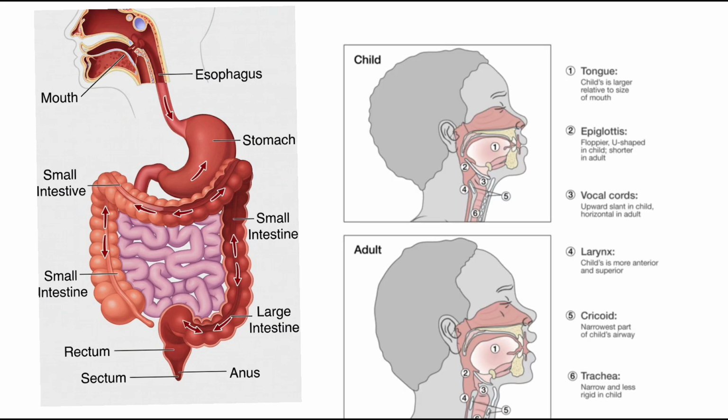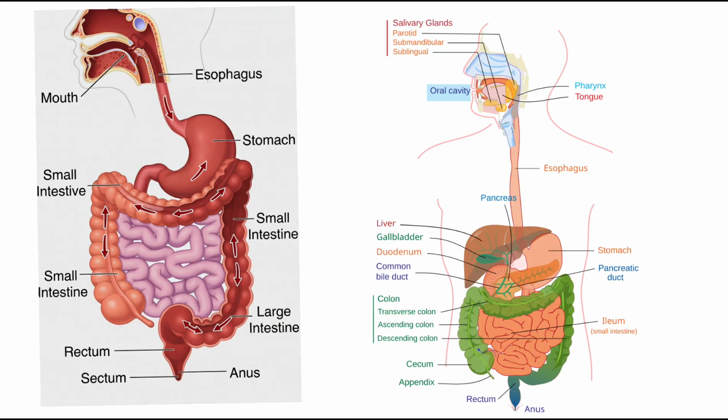Then there is the alimentary canal, a continuous muscular tract consisting of the mouth, the buccal cavity, the pharynx, esophagus, stomach, small intestine, that is duodenum, jejunum and ileum, and the large intestine, that is caecum, colon, rectum and anus.